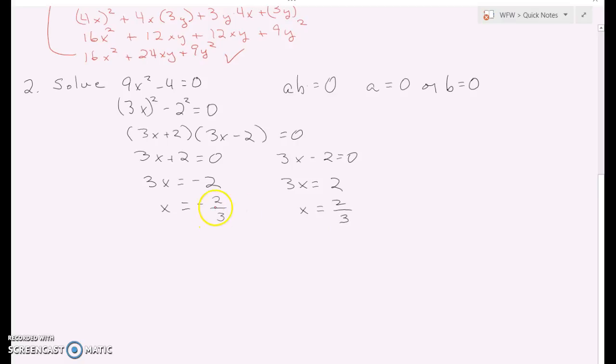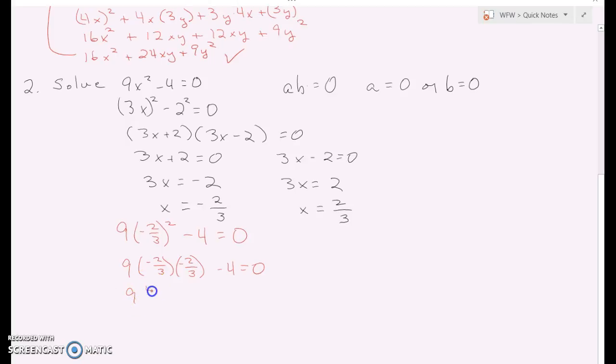Let's see if I got the right answer. I'm going to plug x equals negative 2/3 into our original equation. Instead of 9x squared, I have 9 times negative 2/3 squared, minus 4 should equal 0. So 9 times negative 2/3 times negative 2/3 minus 4 should equal 0.